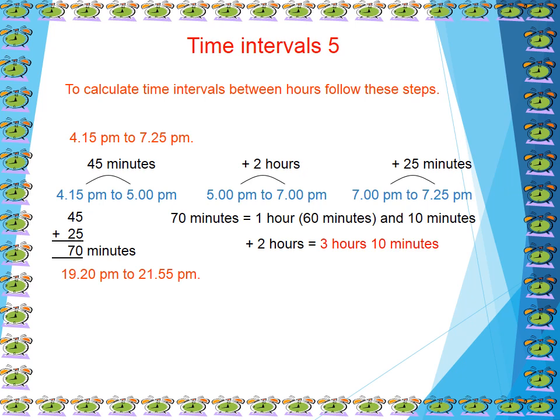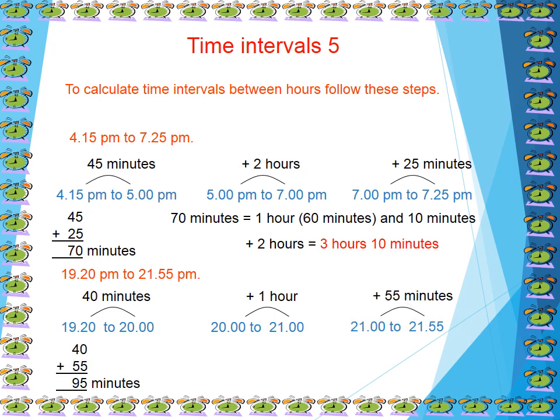Let's solve another example. 19:20 to 21:55. Tell me what we have to do. Yes, first from 19:20 to 20. How many minutes do we have? 40 minutes. Then from 20 to 21, how many hours do we have? Yes, we have 1 hour. Then from 21 to 21:55, how many minutes do we have? 55 minutes.